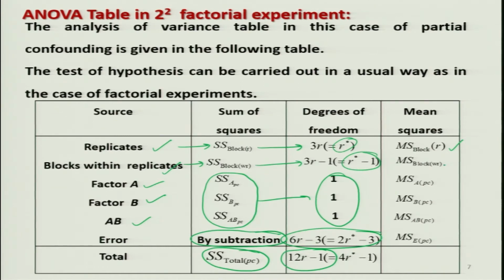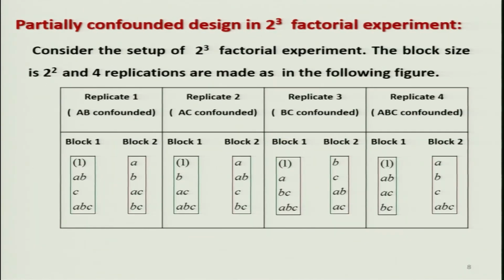You can obtain MS block due to replicates, MS block within replicates, mean square due to A, mean square due to B, mean square due to AB, and mean square due to error under the partial confounding. And after that you can construct the test statistics F without any problem, just by taking the ratio of the mean square and the MSE. You can find their distribution, which is simply going to be the F distribution under H naught, and you can conduct the test of hypothesis.